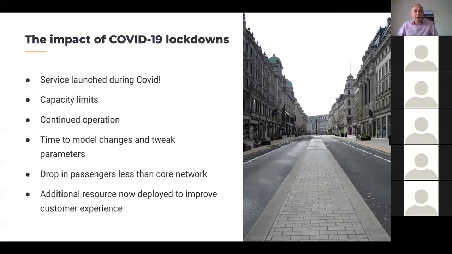More recently, we've deployed additional resource within the service, which has been funded by North Lincolnshire Council, and that's all about confidence building as we come out of the pandemic. So clearly demand has increased in the last couple of weeks, and it was really important that we were able to work with our customers, work with North Lincolnshire in order to allow more people who want to travel to be able to travel on the bus.